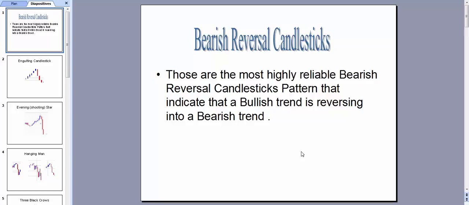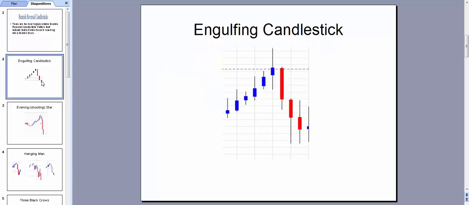In this video, I'm going to show you the bearish reversal candlestick patterns. In the recent video, I showed you the bullish reversal candlestick patterns that I use to trade binary options. These are the most highly reliable bearish reversal candlestick patterns that I look for when trading binary options. They indicate when a bullish trend is reversing and a bearish trend is coming in. Most of them are very reliable ones.